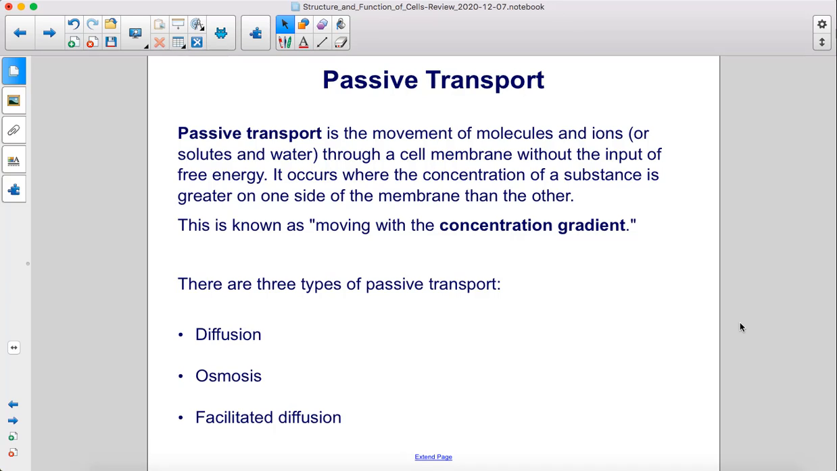Passive transport is the movement of molecules and ions, or solutes in water, through a cell membrane without the input of free energy. It occurs where the concentration of a substance is greater on one side of the membrane than the other. This is known as moving with the concentration gradient. There are three types of passive transport: diffusion, osmosis, and facilitated diffusion.